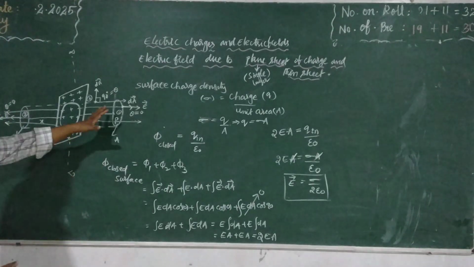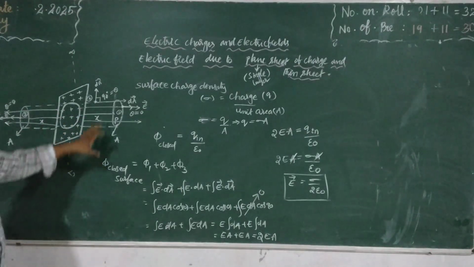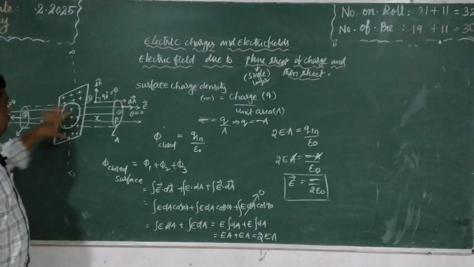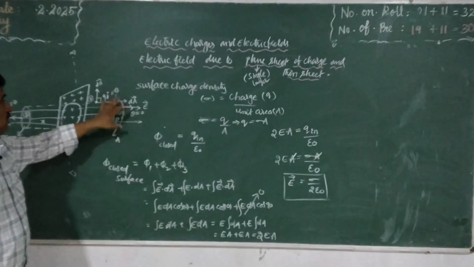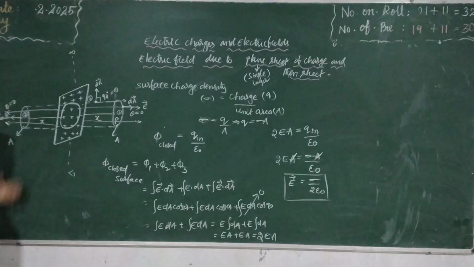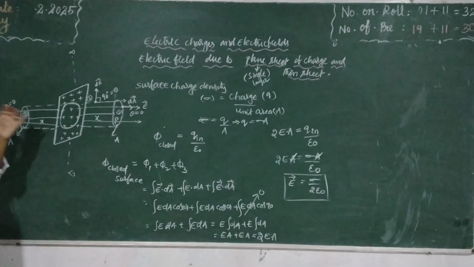For that we can draw the Gaussian surface. This has three surfaces: 1, 2, 3. Here we find out the electric field. What is theta? The electric field is always outwards, here also outwards.